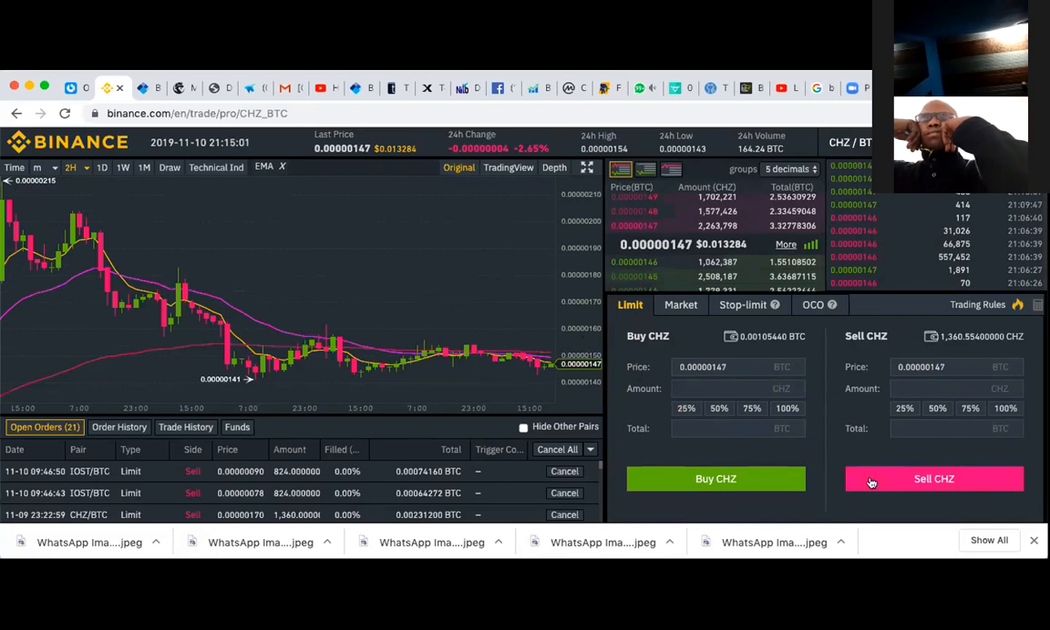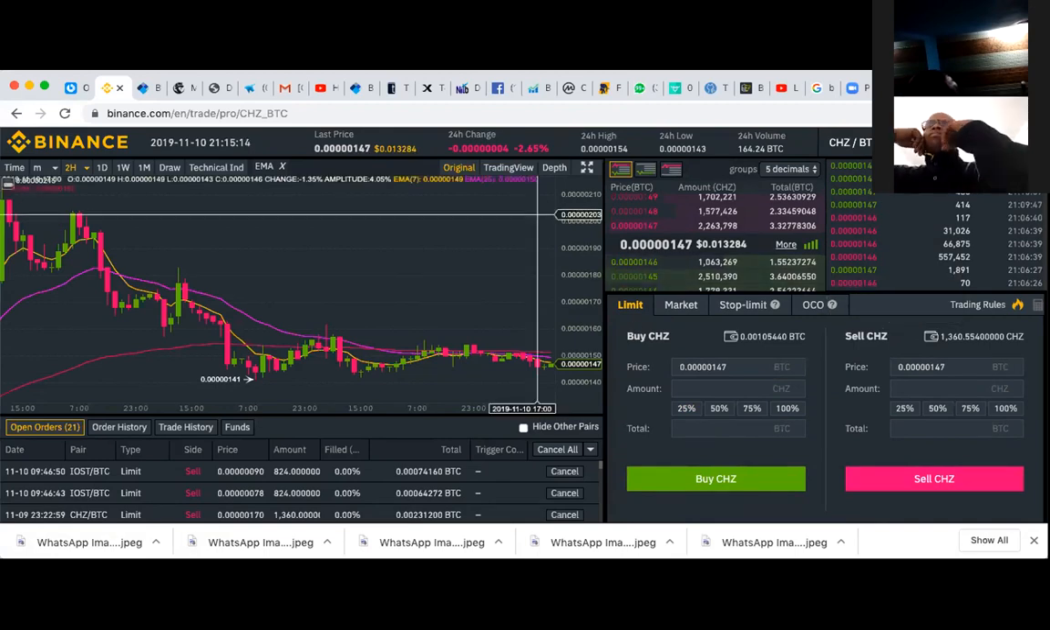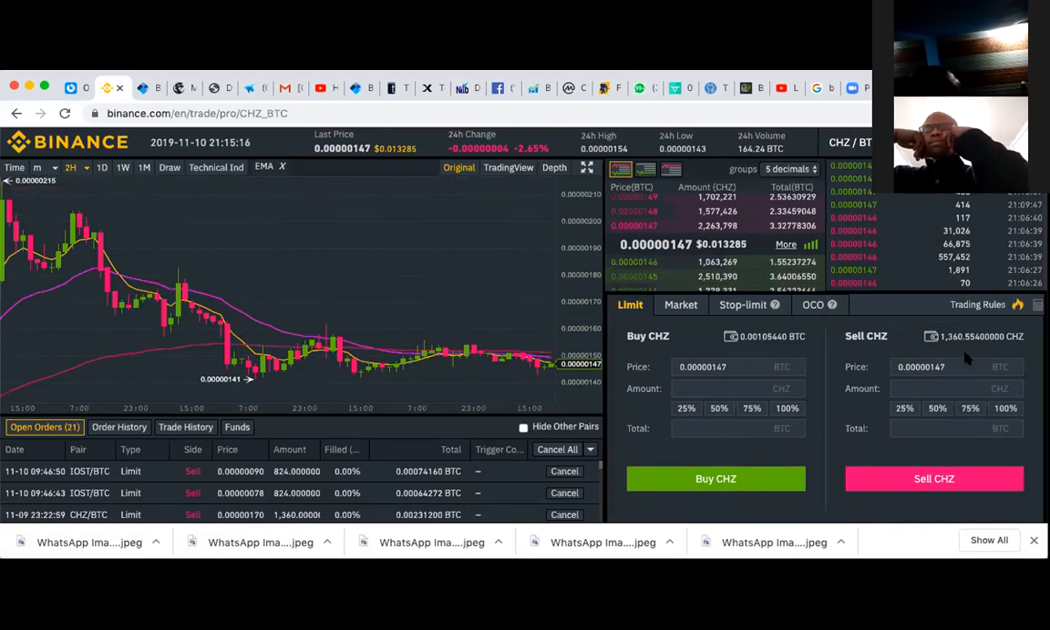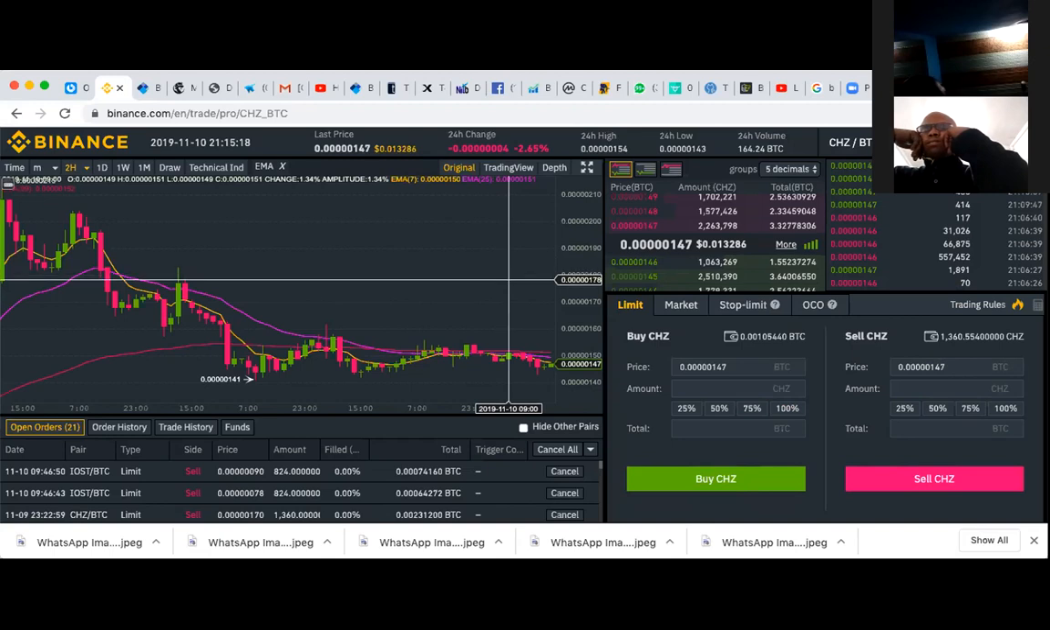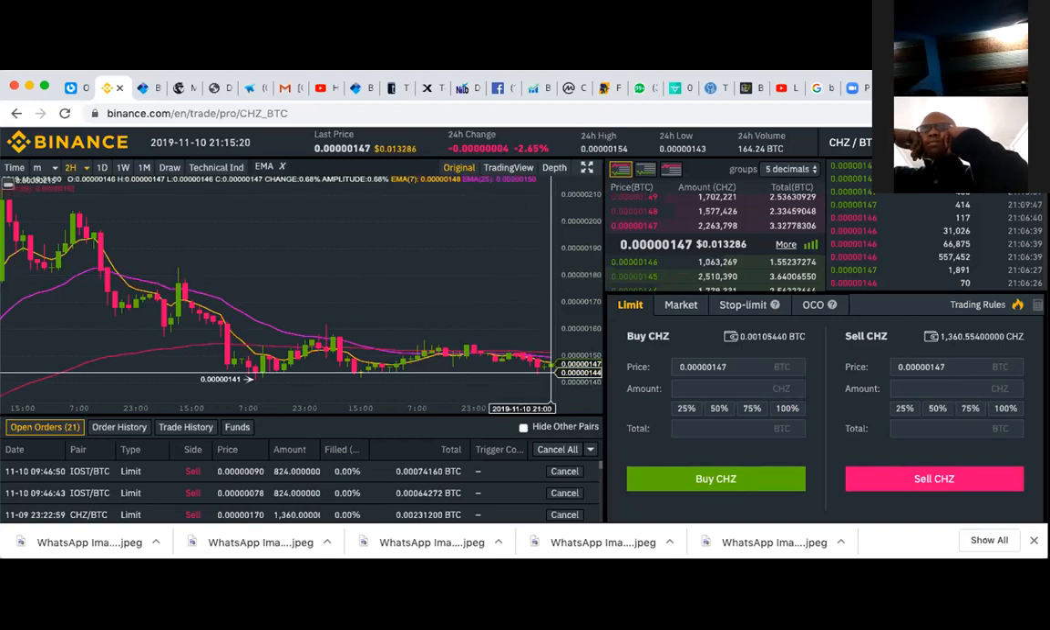I bought some and placed some on sale, and then I left just a small fraction. The small fraction I left is 1,360 Chiliz. And why did I leave it? I set others at some prices, I just left this one, so in case it spikes, it could spike beyond the prices I placed. Okay? But look at the one that is left.